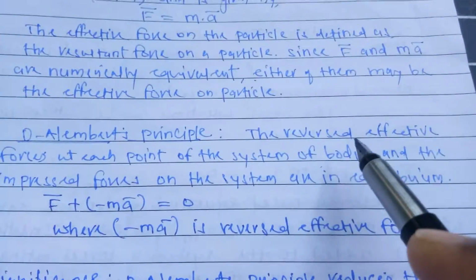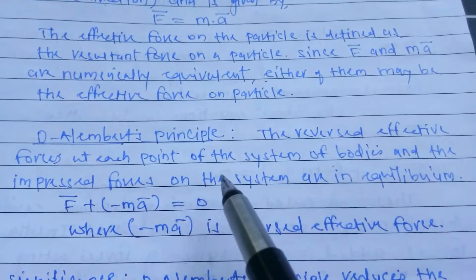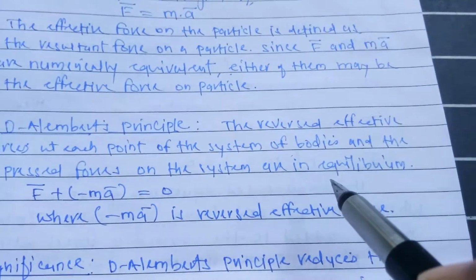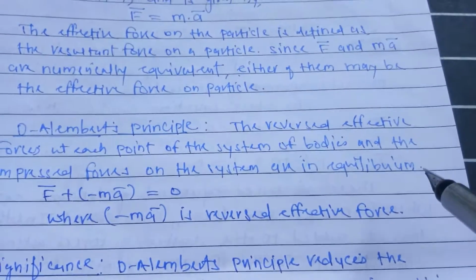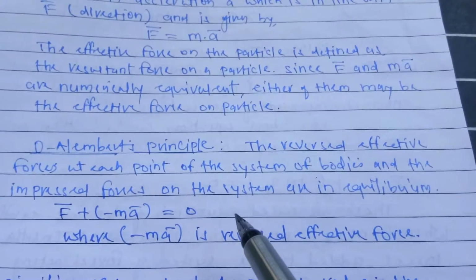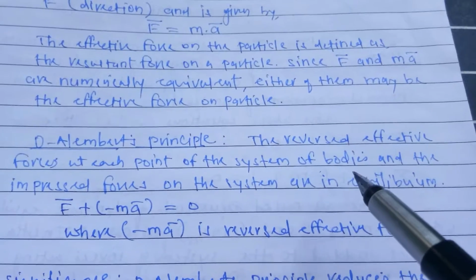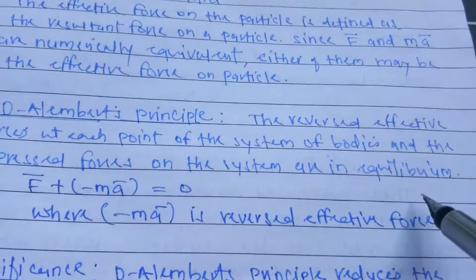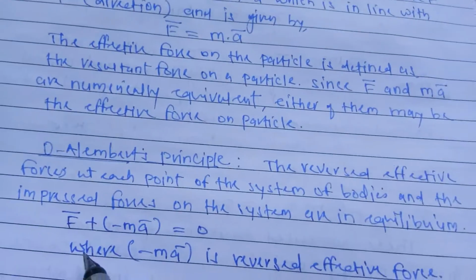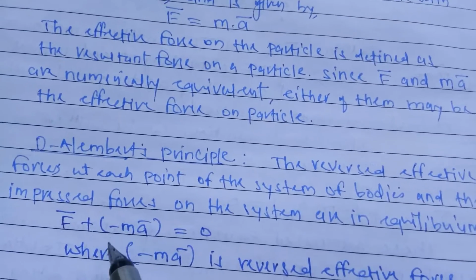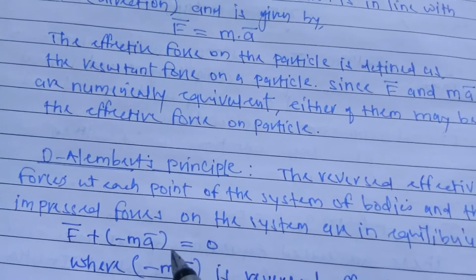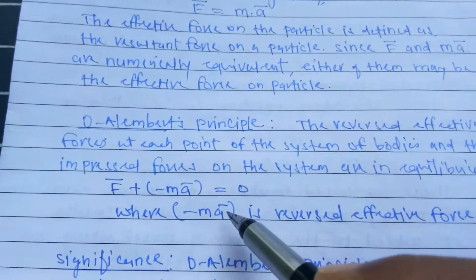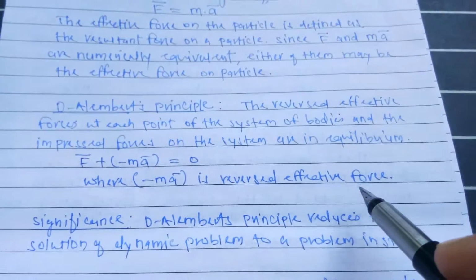The reversed effective force at each point of the system of bodies and the impressed forces on the system are in equilibrium. So what is said? The reversed effective forces at each point of the system of bodies and the impressed forces on the system are in equilibrium. So F bar plus (minus m A bar) equals 0, where minus m A bar is the reversed effective force.